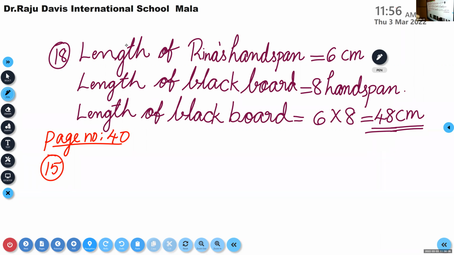There are 2 flasks of the same capacity. One flask can hold 5 cups of tea. How many cups of tea can the 2 flasks hold together? So here, one flask can hold 5 cups of tea. So what about 2 flasks? How many cups of tea can be held in 2 flasks?